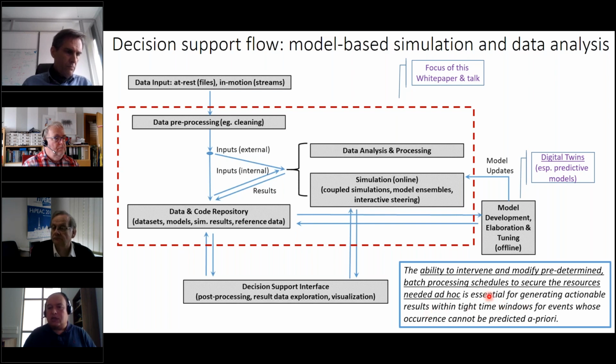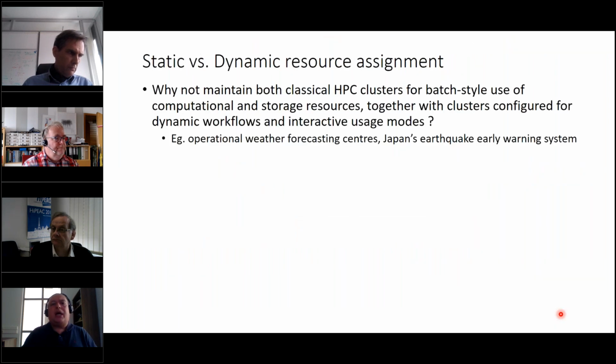So this type of capability would be essential for us to be able to generate actionable results. Actionable results is really what incident response is all about. You need to have an understanding of the situation and make a decision about follow-up steps, actions that have actually a bearing in the physical world. Okay, the time windows are rather tight, and by the way, we cannot really predict when these events will occur. So that brings me to a practical issue.